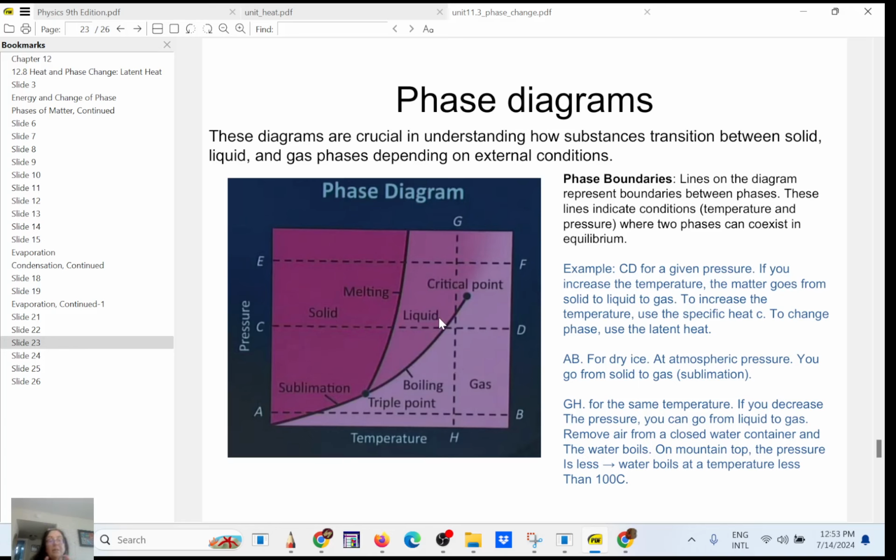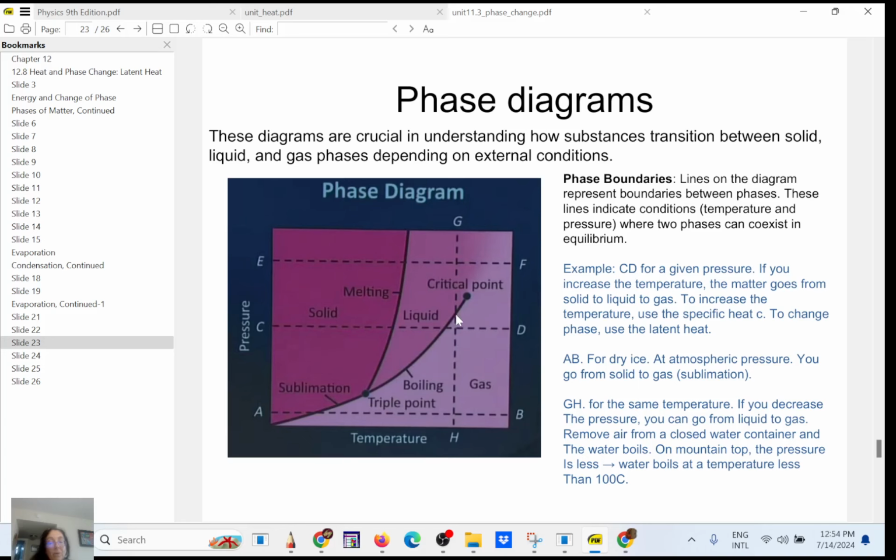So if you have a container, for example, with liquid like water, if you have water inside the container and you start to pump the air out, it means you're going to decrease the pressure. You're removing the air pushing on the liquid, so the molecules can break free from the liquid state, and you're going to get a gas.